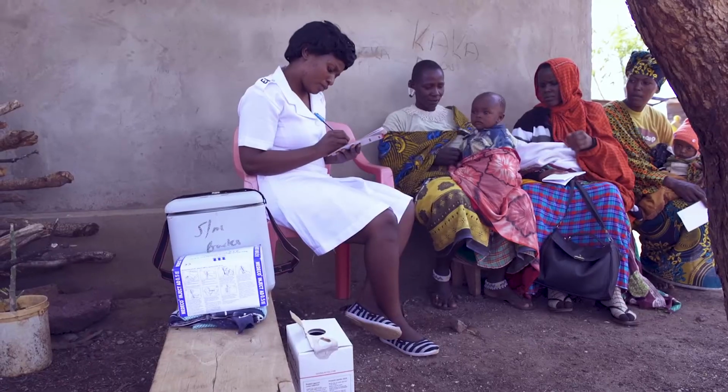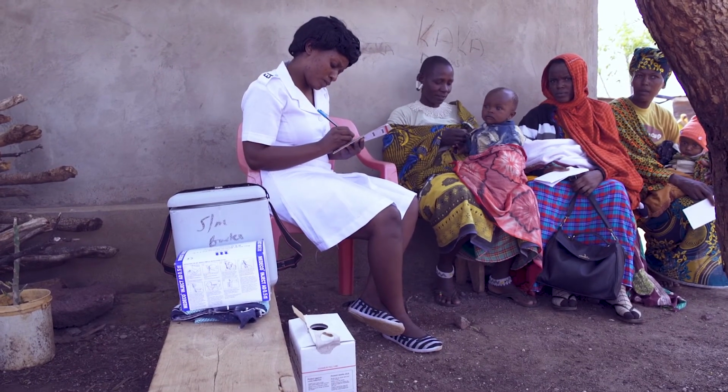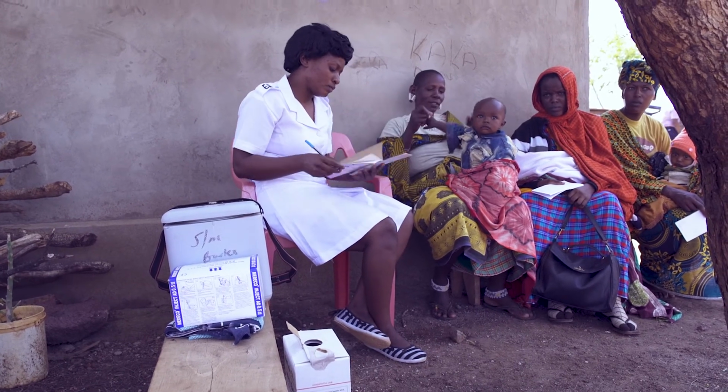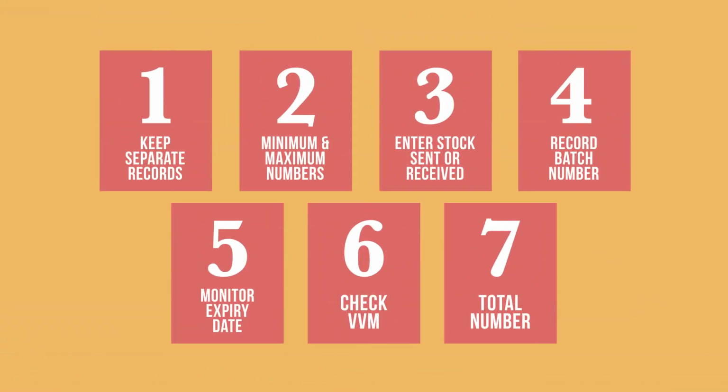Stockouts may occur for many reasons, including ruptures at the national level. But keeping good stock records at every level may help you avoid stockouts and overstocking later. You should now know how to keep a thorough, current vaccine stock ledger.